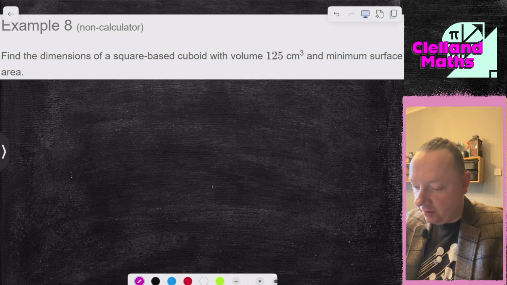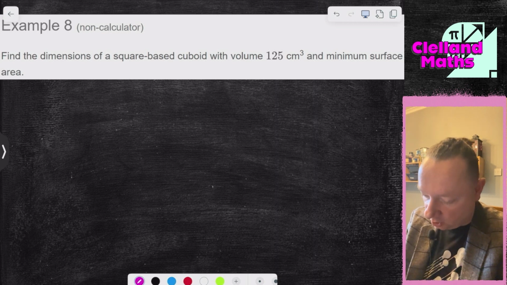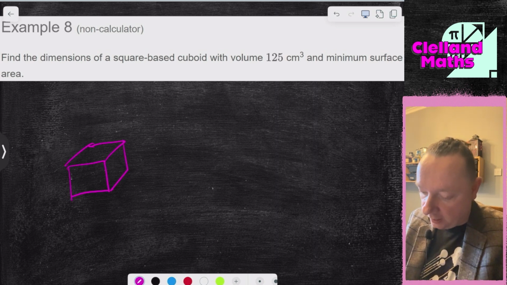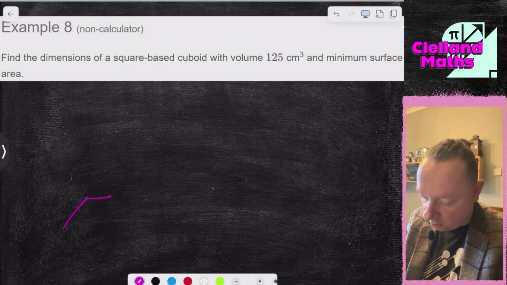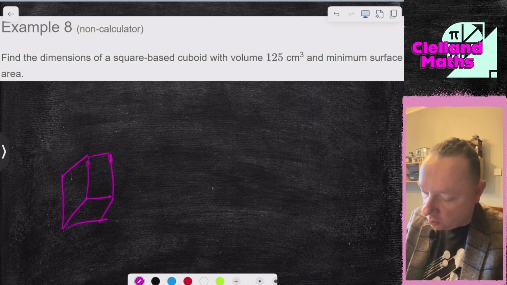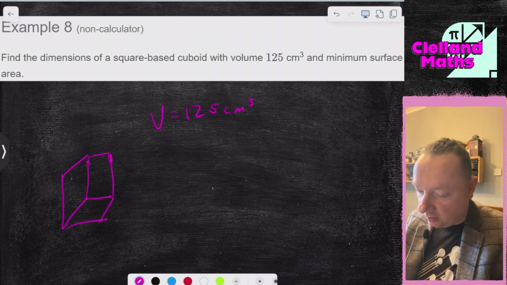So we need to get some variables. It says a square base cuboid. Let me just try and draw a cuboid. Usually you'll be given a picture for this, of course, but in this case we've not. Not a very good cuboid. Let's try again. It's square based, so let me do a square on the bottom and then join it up the way like that. There you go, that's better. Square base cuboid with volume 125 centimeters cubed and minimum surface area. Find the dimensions.